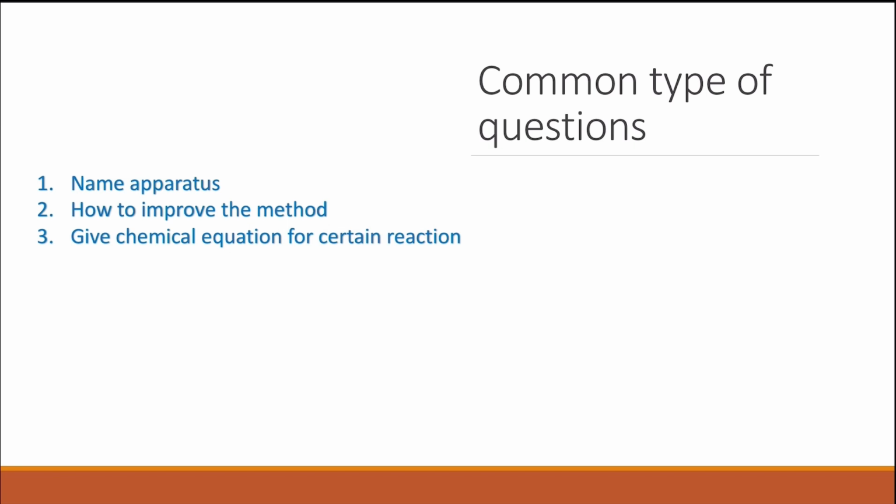Most of the time, this is how to improve the method. Give a chemical equation for a certain reaction, very common as well, where they tell you that this is a reactant and this is what happens, and this reactant will give you these products. So write the chemical equation for this reaction. Safety in the lab as well. So sometimes they ask you how to make sure that this is safe, or what do we need to do to ensure safety in the lab.